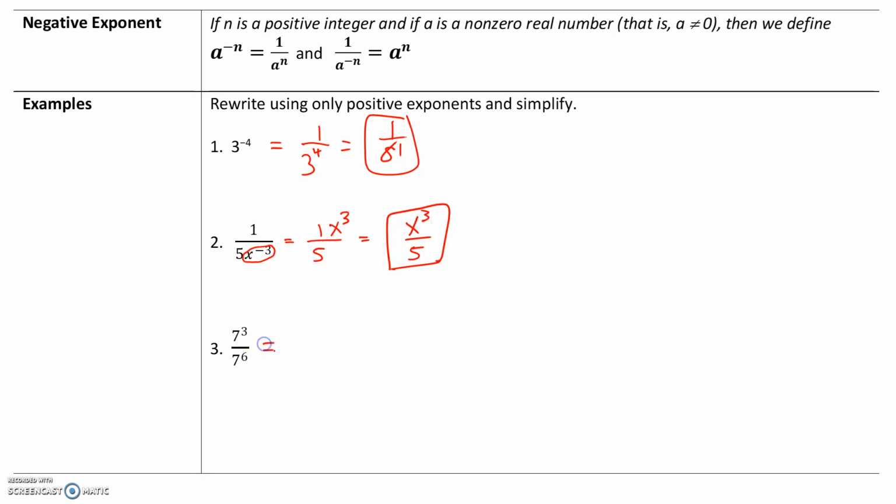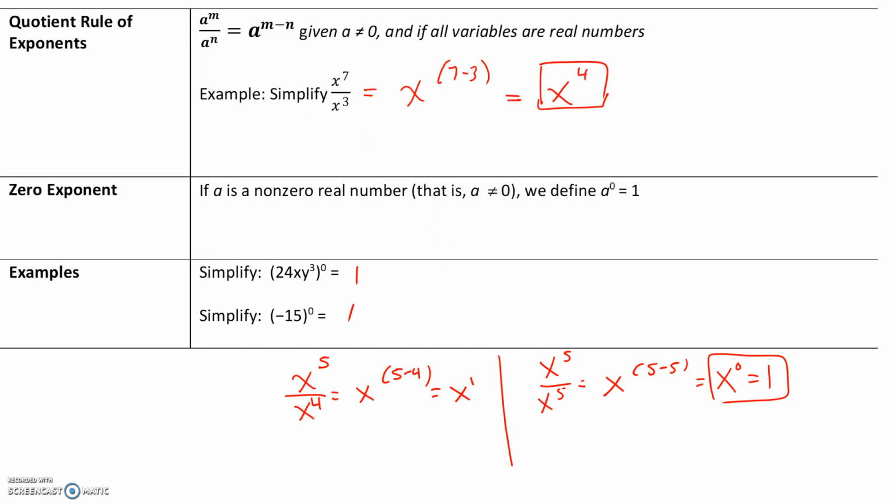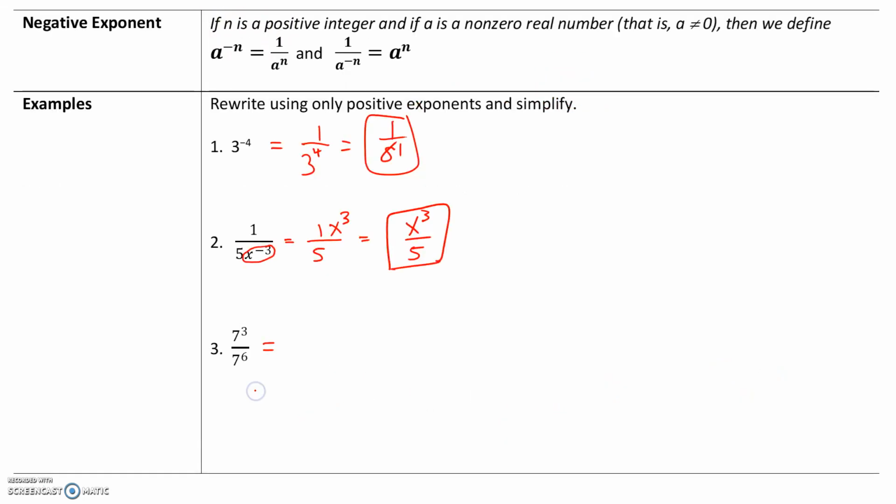Lastly, we have 7 to the third divided by 7 to the sixth. Now by the quotient rule, which we went over in the previous slide, if we divide the same base, we subtract the powers, it's always the numerator minus the denominator. So in this case, we are dividing the same base, so it's always the power of the numerator minus the power of the denominator. So 3 minus 6, this will give you 7 to the negative third power.